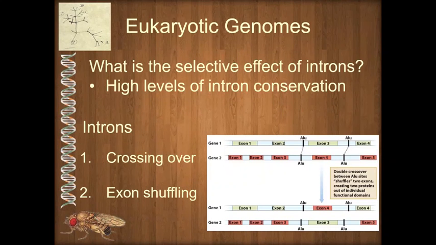Now, introns themselves play a role in evolution. We can see this because there are high levels of intron conservation. That means if I compare the introns of a gene in a human to maybe a chicken, I might see a similar arrangement, which means there's been selection pressure to maintain that arrangement of the introns. Introns also play a role in crossing over and recombination. They play a role in exon shuffling, and so they play a role in the diversity and the architecture of eukaryotic genomes.